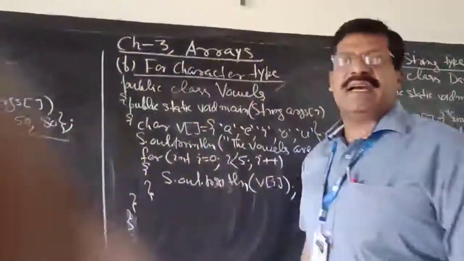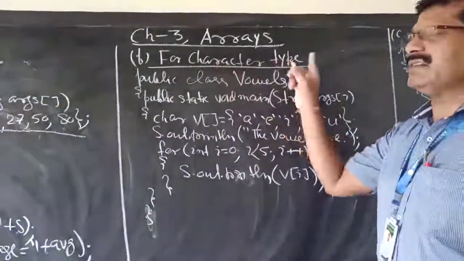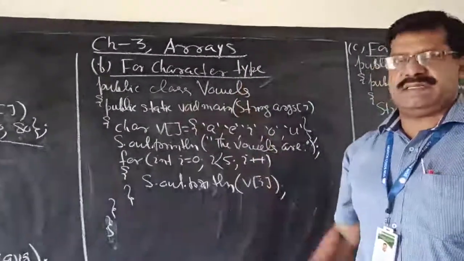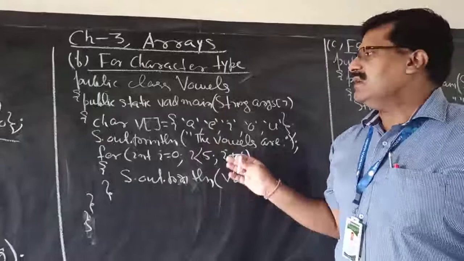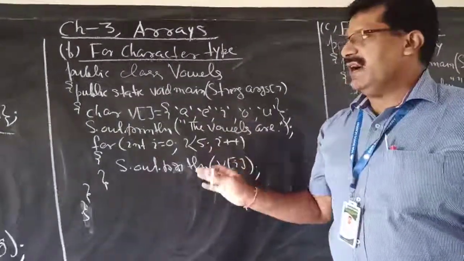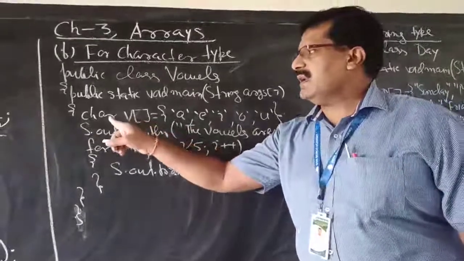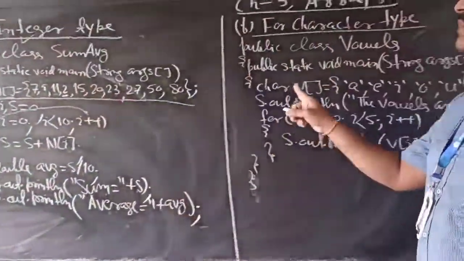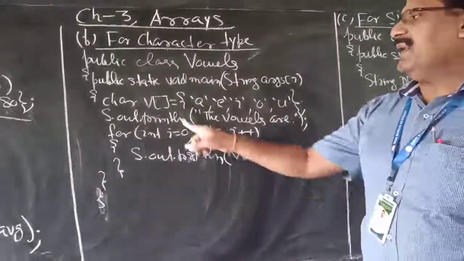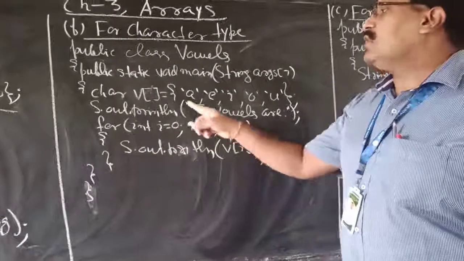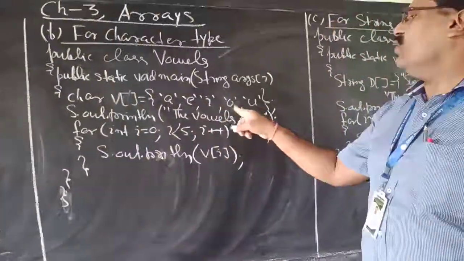The second question is creating the array by using the assignment method for character type, printing the characters. Public class Vowels. We have written a program to print all the vowels. Okay, so create the array. This time the data type is char. See, in the previous one the data type was int because it was an integer array. This time the data type is char. Variable name v, square bracket, array sign equal to a, e, i, o, u.